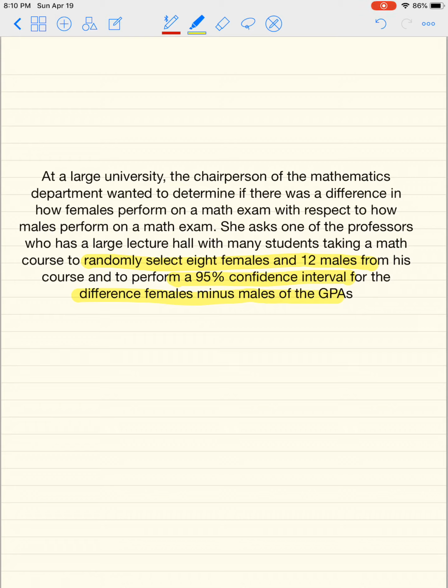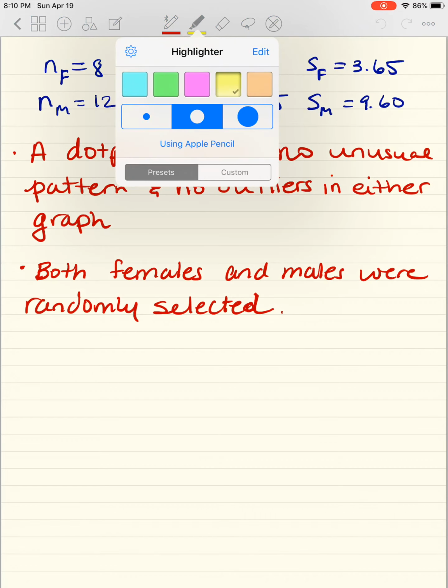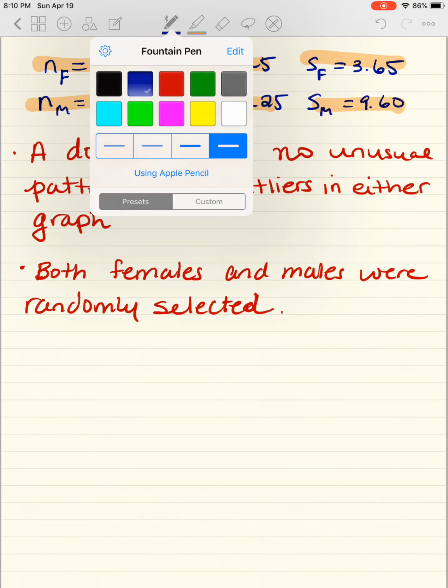Okay, so it's going to be two samples and it's going to be a 95% confidence interval. So this is the data that I have. There's going to be 8 females. Their average was 97.25 with a standard deviation that's really small, 3.65. And the males, there were 12 of them, average 87.25 with a standard deviation of 9.60. Remember that this is an S, which automatically tells us that this is going to be a T. This will have to be information that you know.